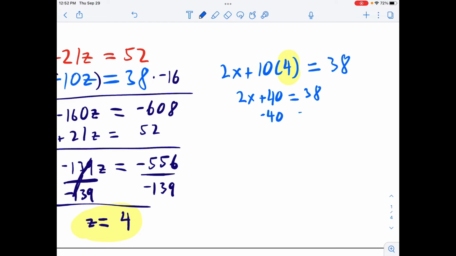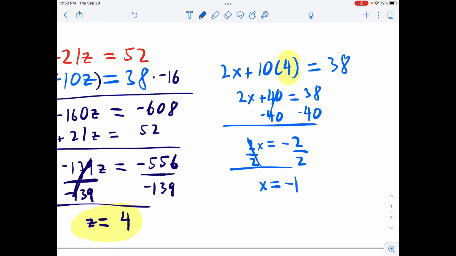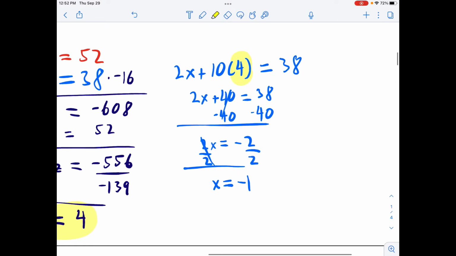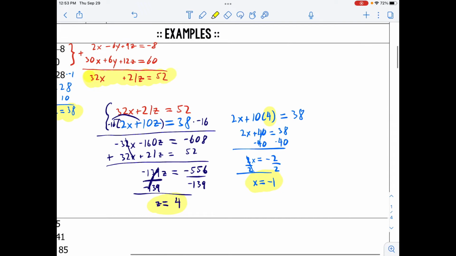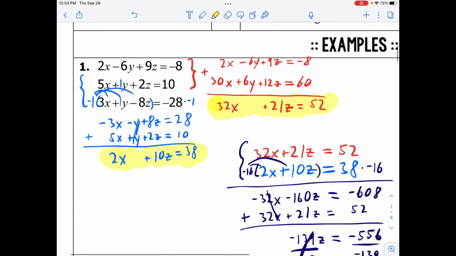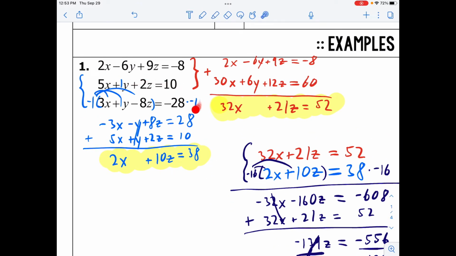Subtract 40 from both sides. I have 2x equals negative 2. Divide both sides by 2. I've got x equals negative 1. Okay, there we go. Second variable solved for. So we have an x and a z. And then I go back to my original system, and I can just take any of these and plug in my x and my z and solve for y.